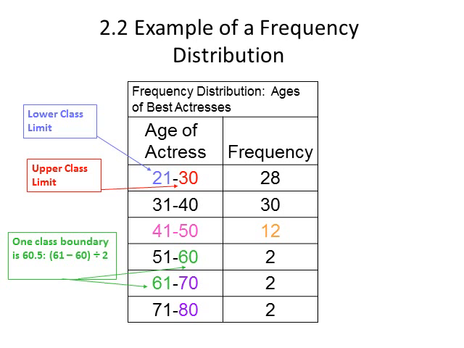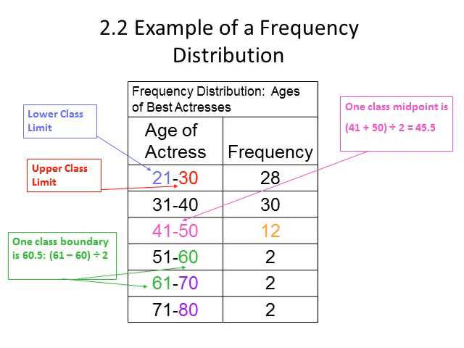Okay, class boundary. One class boundary that we could calculate is 60.5. We notice that the class jumps from 60 to 61, so that's a gap of 1. We divide the gap, so 1 divided by 2 is 0.5. And so what we do to create the boundary is we go up 0.5 from the upper limit and go down 0.5 from the lower limit. And we'll do more examples of that on the next page.